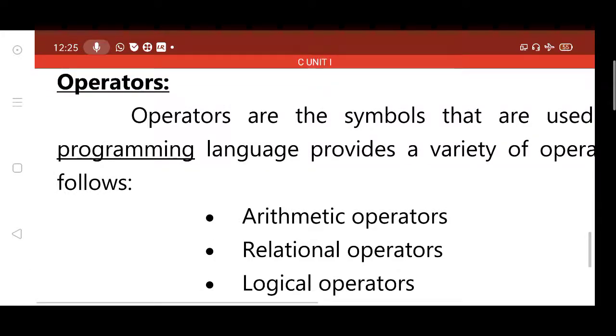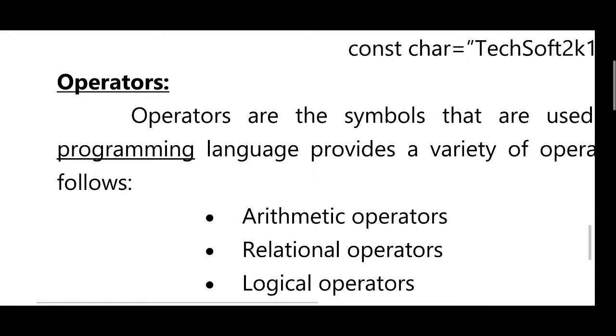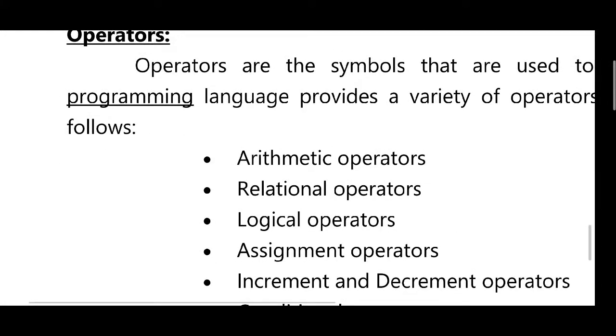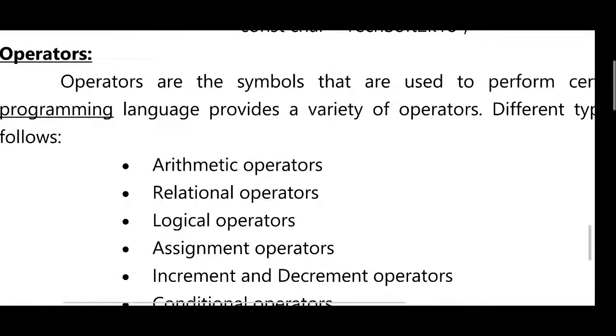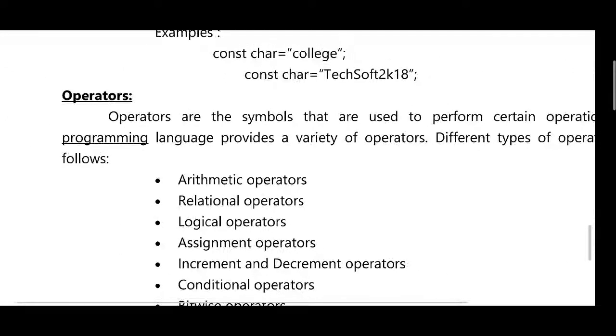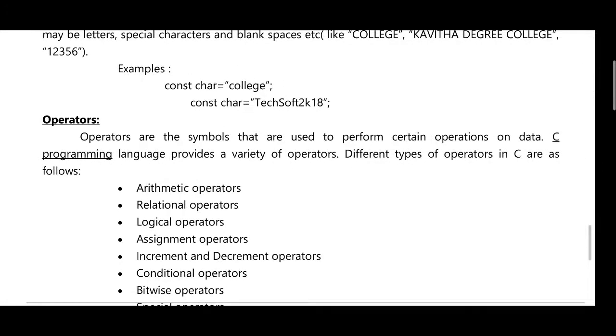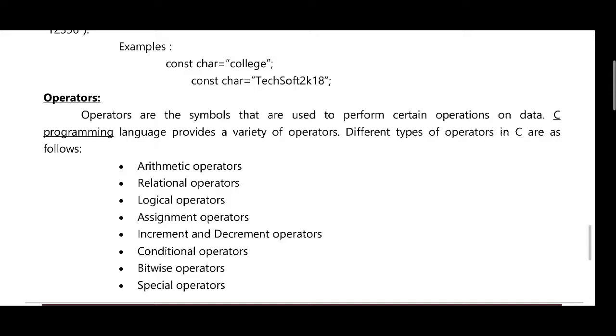Operators. Operators are the symbols that are used to perform certain operations on data. C programming language provides a variety of operators, different types of operators in C.